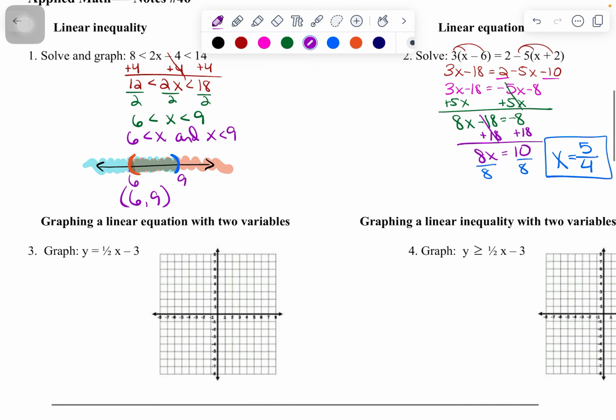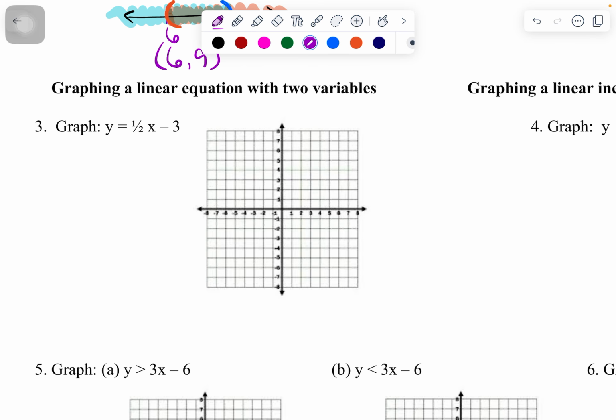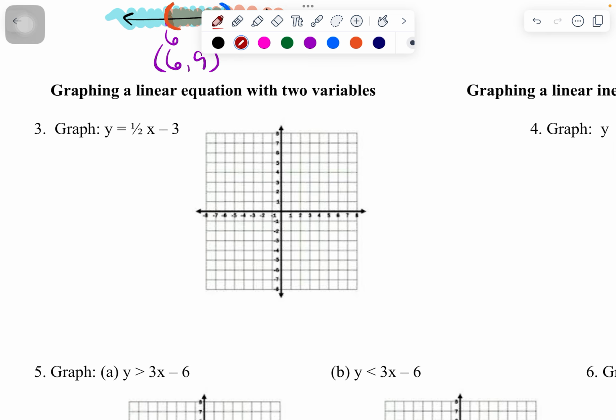So problem number 3 here, we have a linear equation. Now, you guys have been doing stuff like this. This is nothing more than y equals mx plus b. So that means we're going to start here, right? This is our y-intercept. So on the y-axis, I'm going to go down to -3.